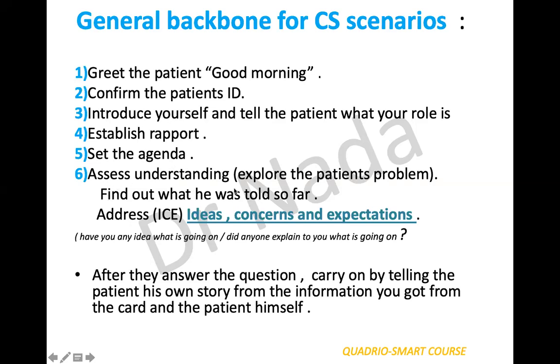Number six, assess understanding. You have to assess how much the patient or the surrogate knows about their problem. Find out what he was told so far. And then you have to go on by addressing their ideas, concerns, and expectations. You do it like this. Could you please, for example, Mr. Muhammad Ali, okay? Mr. Muhammad Ali, could you please tell me what you know so far about what's going on with you lately? Did anyone explain to you what the problem is?